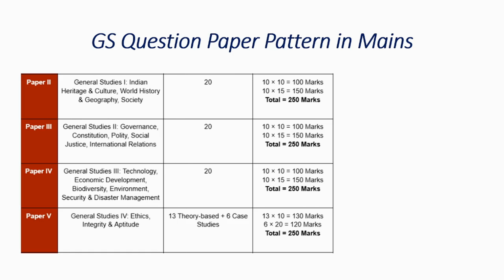General Studies paper 2 contains governance, constitution, polity, social justice, international relations. General Studies paper 3 contains technology, economic development, biodiversity, environment, security and disaster management.